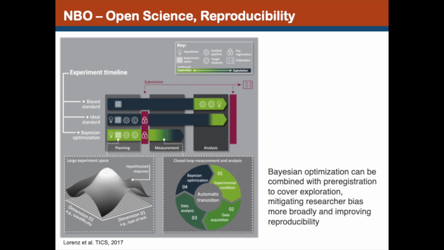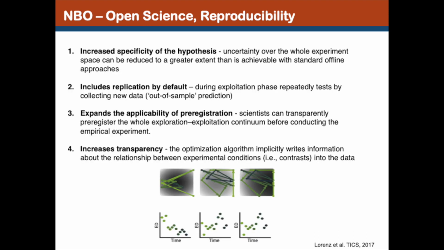So yes, the idea is you can combine this with pre-registration to cover this exploration phase that we also want to have as researchers, right? So we want to see what else is happening with your data, but this can really help to mitigate research bias. And there's this really nice list on everything that you can do, or how you can improve. So it can increase the specificity of the hypothesis, because you have the whole experiment space, and you can propose, instead of just one hypothesis, a hypothesis about the whole parameter space, right?